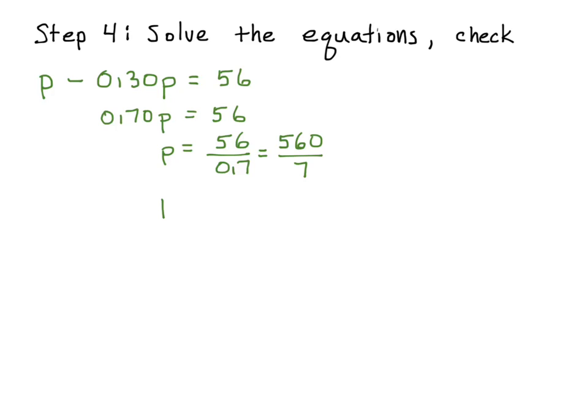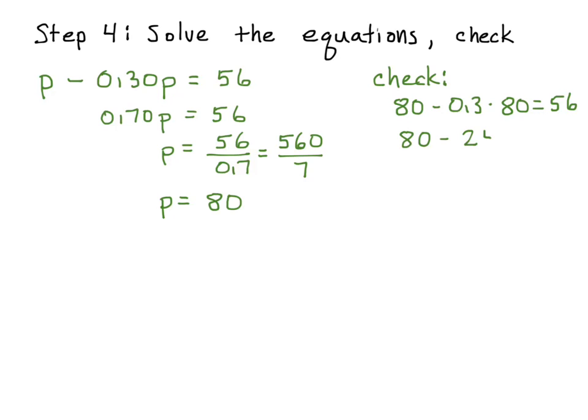which is now 80. Okay, and then I'm going to check it by putting it back in the original equation. All right, that works. 0.3 times 80 is 24, so we get 56. And so now we feel like we're done. Okay, it feels like the equation's solved, we have a value, but now we need to answer the question because that's the point of all this.